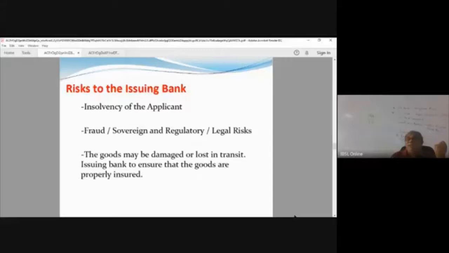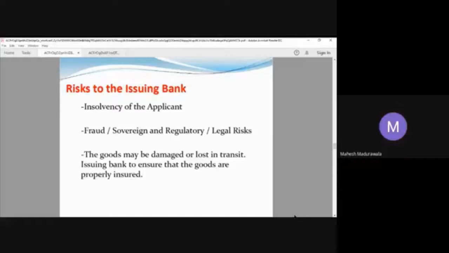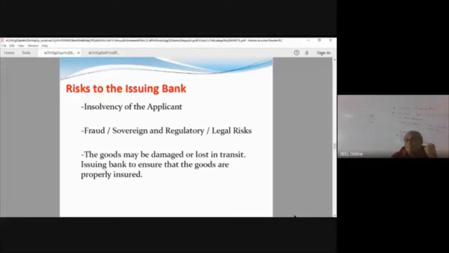Issuing bank undertakes the risk. Issuing bank to pay the beneficiary. Paying the beneficiary. Can you rephrase it? Answer is correct. Irrevocable undertaking. Very good. Issuing bank has given an irrevocable undertaking to the beneficiary that if the documents comply with the terms and conditions of the LC, we will pay. Right? Then gradually we will try to use the correct terms.